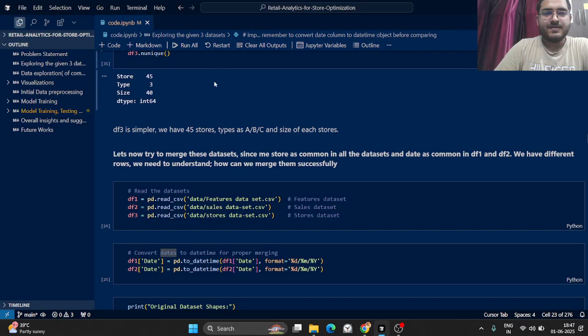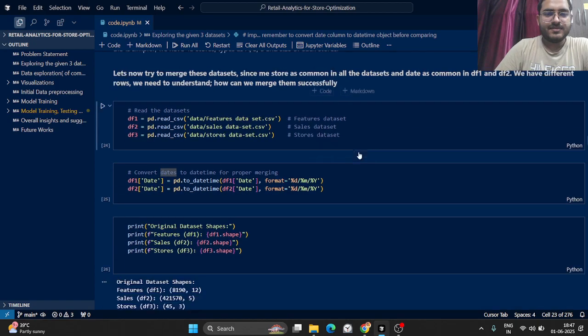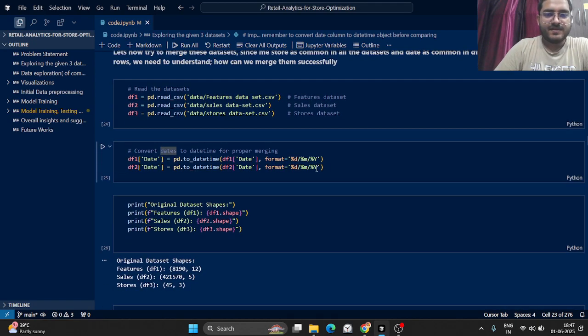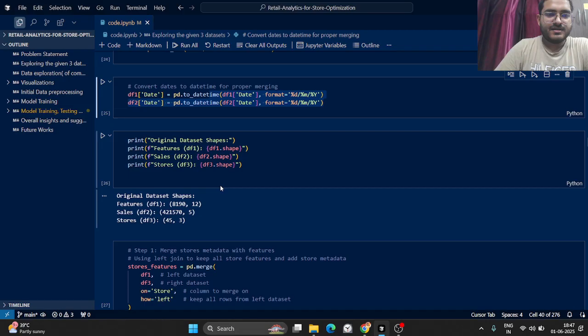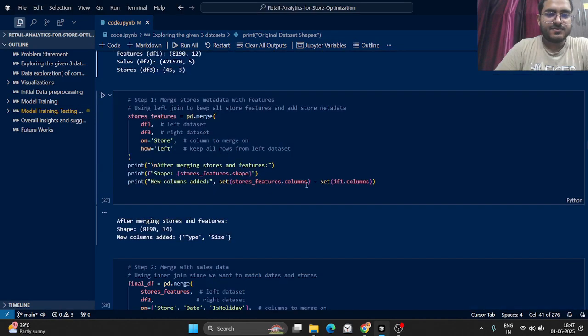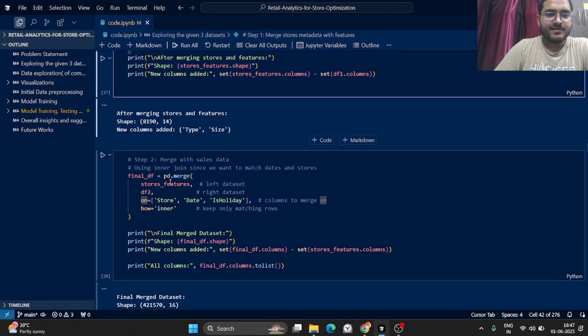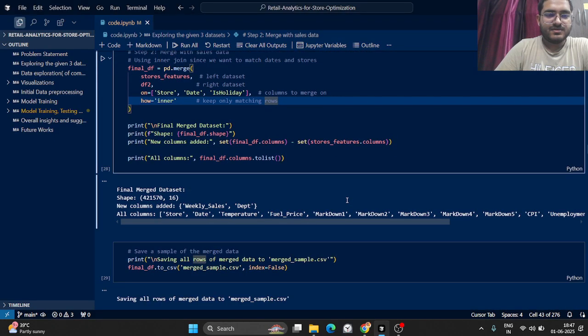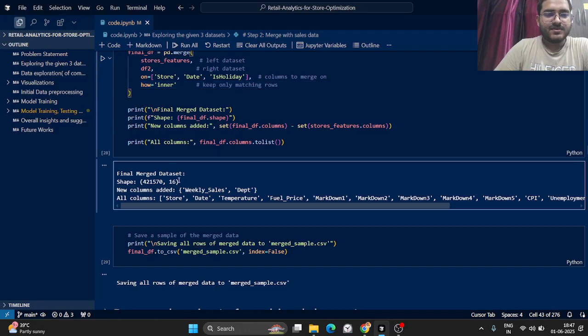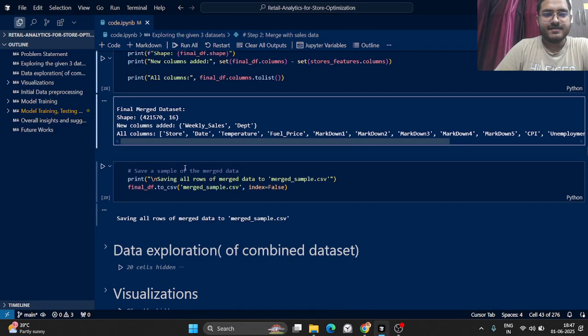Okay, so after exploring all three separate data frames, we went to merge them. We converted the date to a date time object. These were our original shapes, and this was the code to perform the merging. Here we merged df1 and df3. After that, we also merged df2. So this was the shape of the final merged dataset, and we finally saved it. We were saving our result at each and every step so that we can perform the coding part for each separate section.